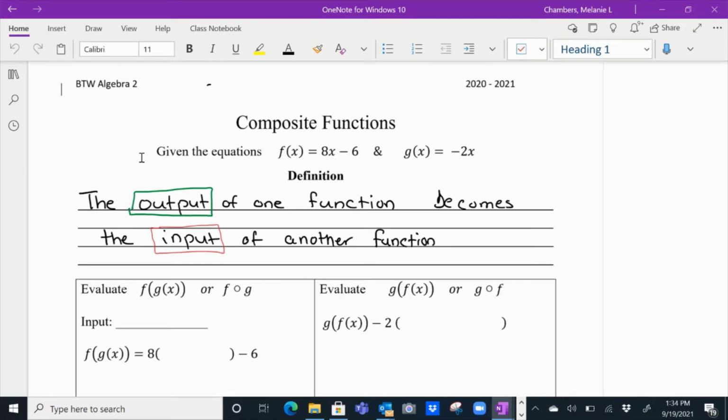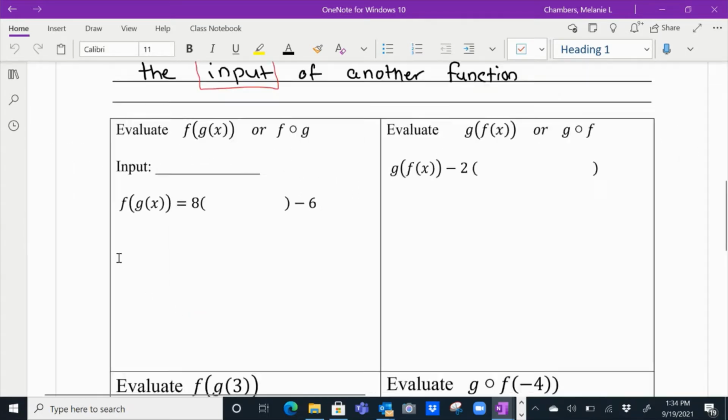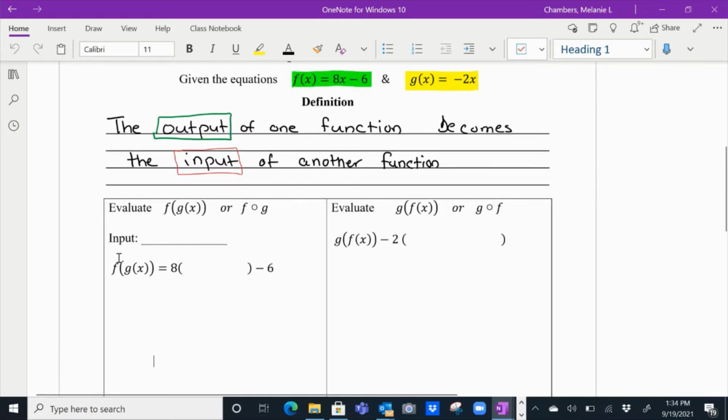So I have two functions at the top. They are f of x and g of x, respectively. And we're going to be using these functions to learn about composite functions today. Alright, so our first one, we're going to evaluate f of g of x. And our input for this problem is going to be g of x. I know this is the input because it is on the inside of the parentheses.